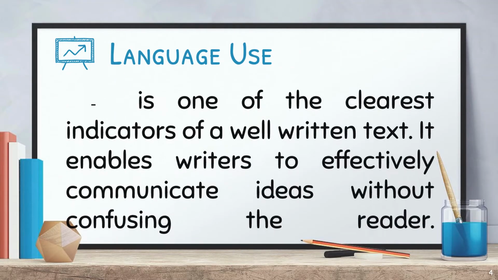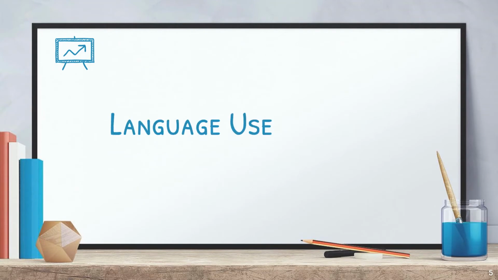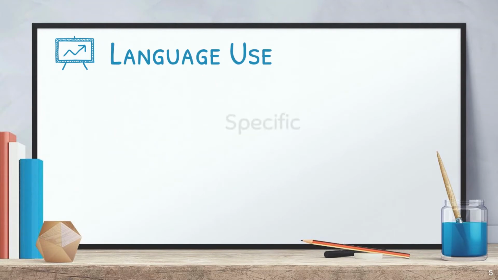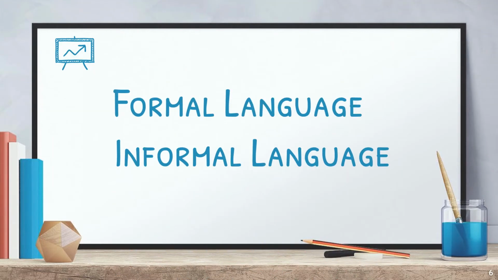So let's start. Language use is one of the clearest indicators of a well-written text. It enables writers to effectively communicate ideas without confusing the reader. To attain this, the language to be used must be specific, concise, familiar, correct, and appropriate. Language could be formal or informal depending on the context or situation.